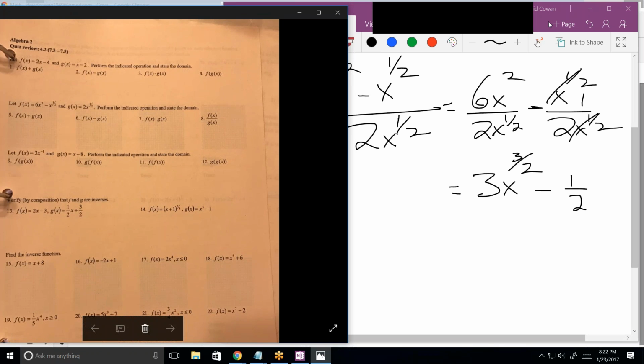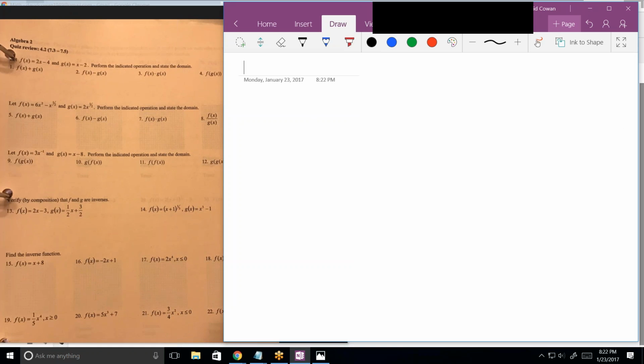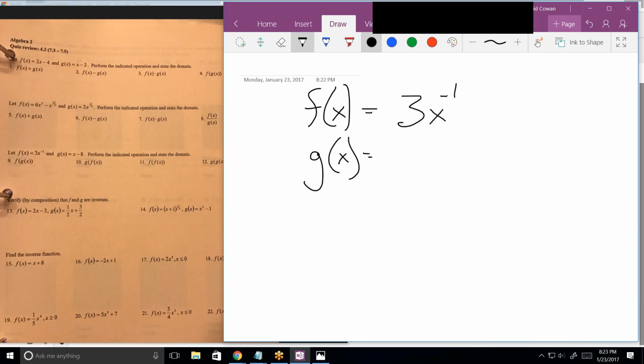Okay, I'll rewrite these. f of x equals 3x to the minus 1. v of x equals x. Well, they start right off with f of g of x. So tell me what's the first thing I should do? So it would be f of x minus 8. What's that going to be equal to?